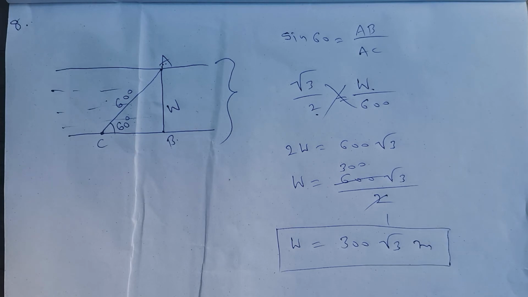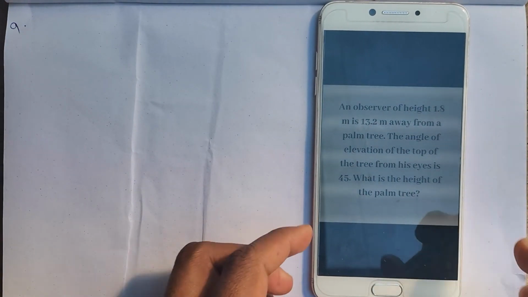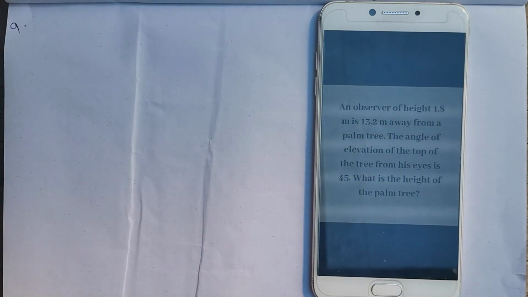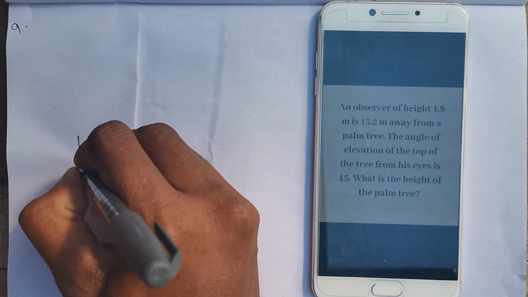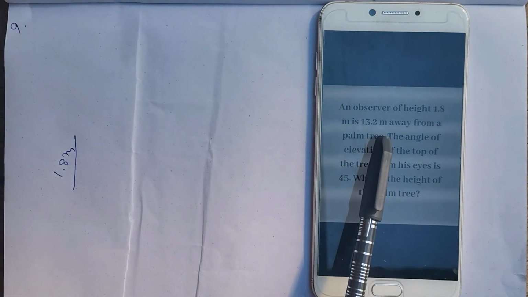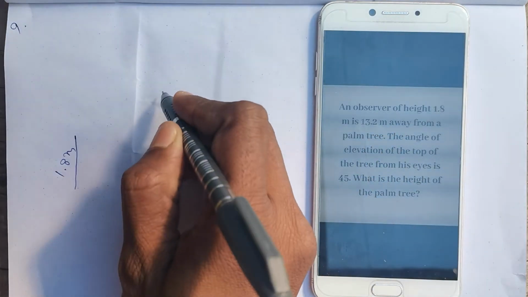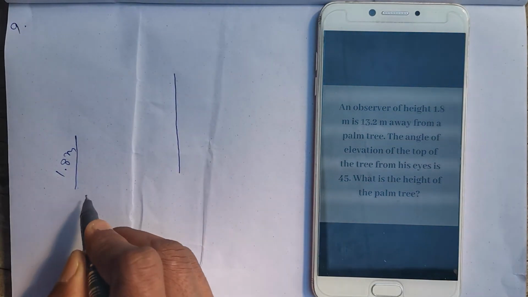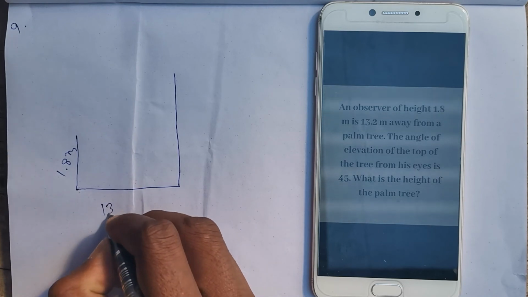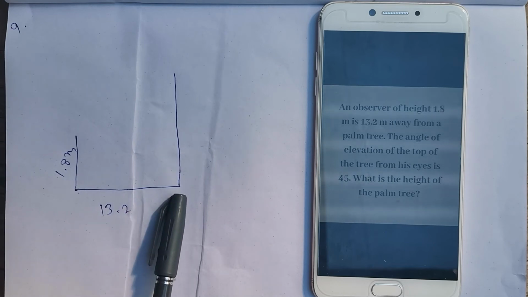Next, let's move to 9th question. Okay, next, question number 9. An observer of height 1.8 meters. One person is there whose height is 1.8 meters, is 13.2 meters away from a palm tree. Somewhere here one palm tree is there. So the distance between the person and the palm tree is given as 13.2 meters. This observer is 13.2 meters away from a palm tree.